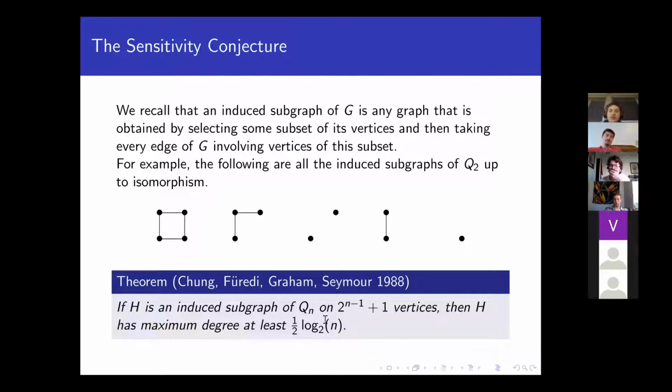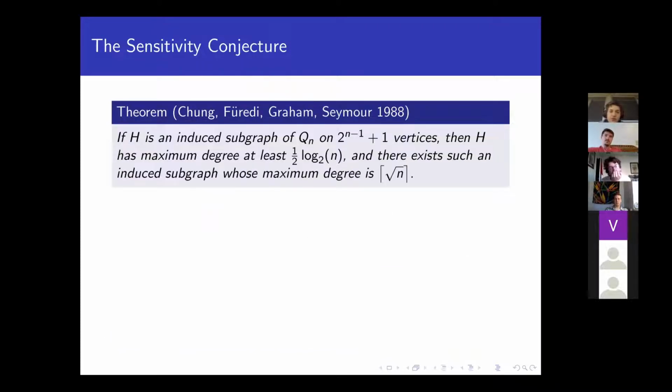You might ask, can you improve this? Maybe a naive guess is that you can always get a lower bound of n for the n-dimensional hypercube. That's what's true here. But that's actually not true because they also proved that there's a careful way of choosing an induced subgraph so its maximum degree is only square root of n. So in other words, it may be true that you can boost this bound up, but you definitely can't do stronger than square root of n because there are examples showing that you can't do better than this for the maximum degree.